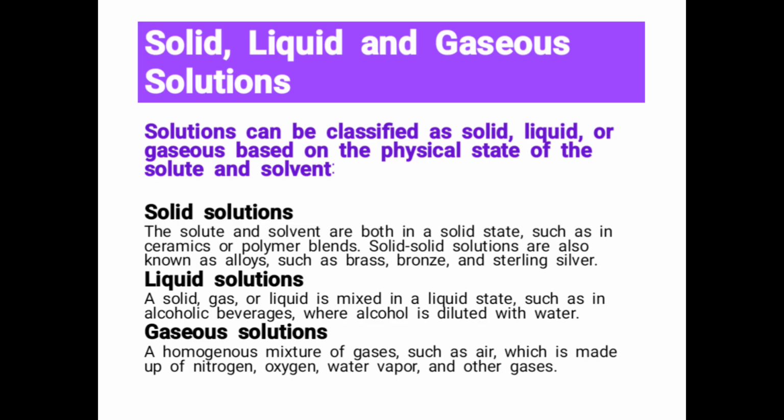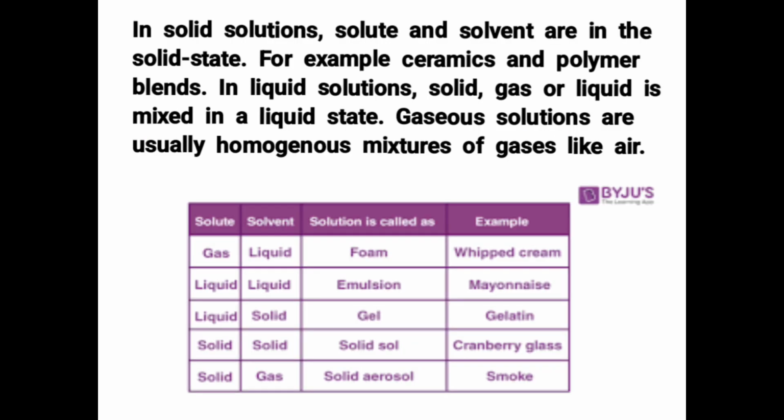Another one is gaseous solution, where you have the solute and the solvent being gases. An example of that is air. Air is a mixture of gases. You have some dissolved gases inside it, etc. So based on state of matter, you can have solid, liquid, and gaseous solutions. In solid solution, the solute and solvent are in a solid state, like we have said. In liquid solution, solid, liquid, or gas is mixed in a liquid state, and gaseous solutions are usually homogeneous mixtures of gases like air.